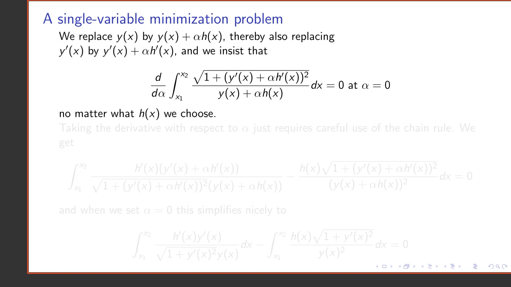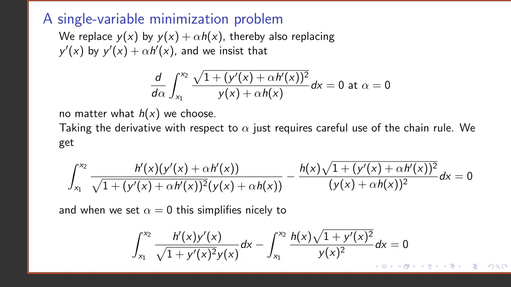And now we insist that if we calculate the messenger's travel time for this tweaked path, where we've added on alpha h prime in the numerator and alpha h in the denominator, and we take the derivative of this function with respect to alpha, evaluate it at alpha equals 0 and set it equal to 0. If we can get 0 no matter what h of x we choose, we solve the problem. Okay, so we have to differentiate this with respect to alpha. This is about as messy an application of the chain rule as you will ever see.